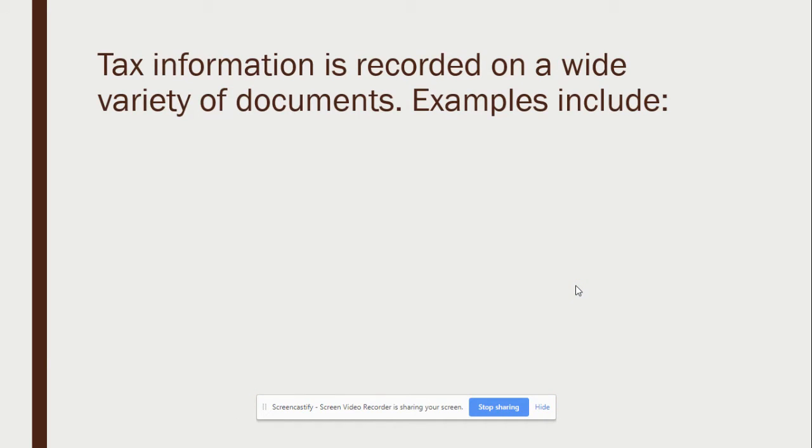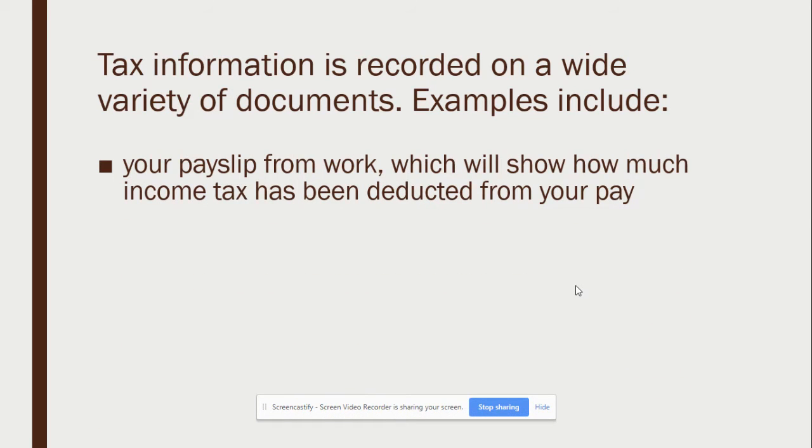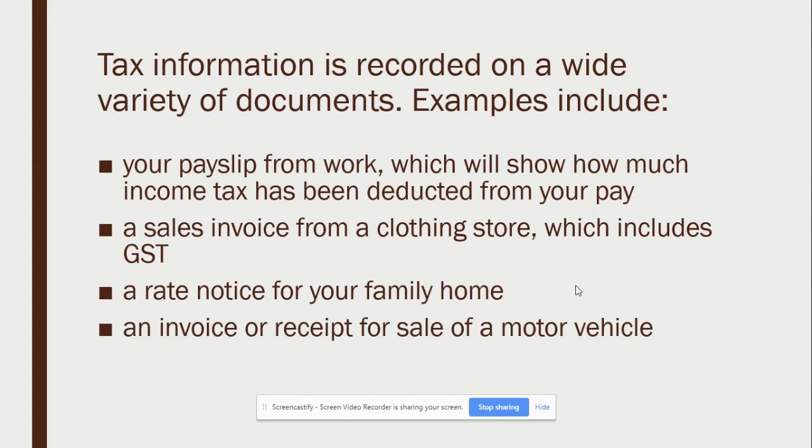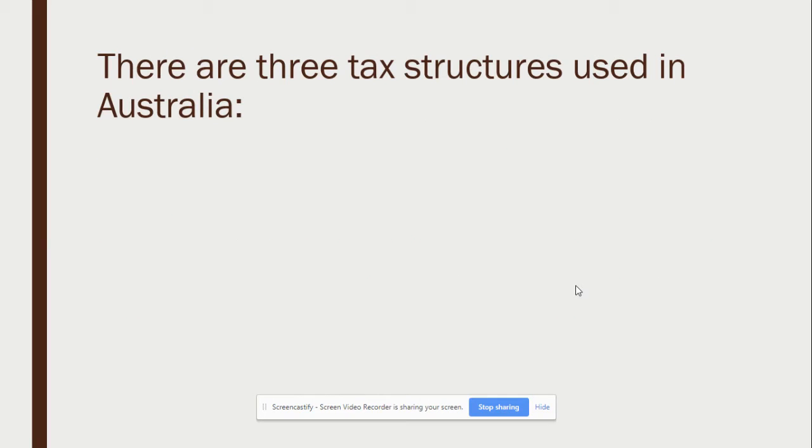Tax information is recorded on a wide variety of documents. For example, your pay slip from work, which will show how much income tax has been deducted from your pay. A sales invoice from a clothing store, which includes GST, general sales tax. A rate notice for your family home, and an invoice or receipt for a sale of a motor vehicle. Registration receipt.